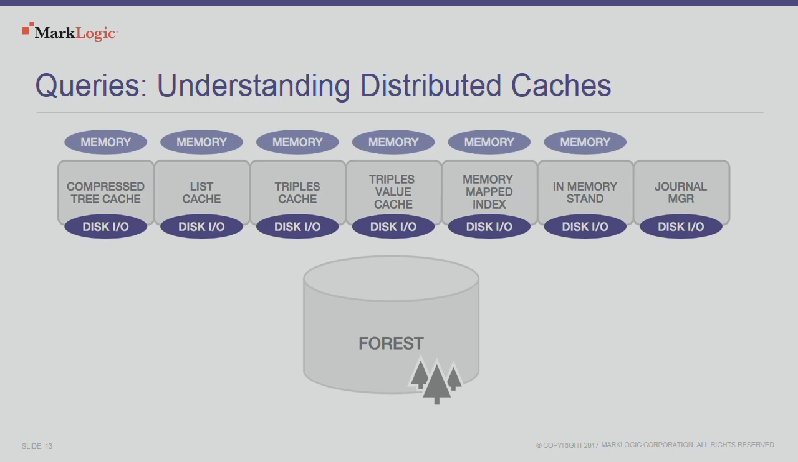So let's talk a little bit quickly about distributed caches and what this means. Basically, what this diagram is showing you is that our caches also live with the data. So you've got a distributed system, you've got lots of these forests, and all of these caches and indexes live with the forests. They are where the forests are.